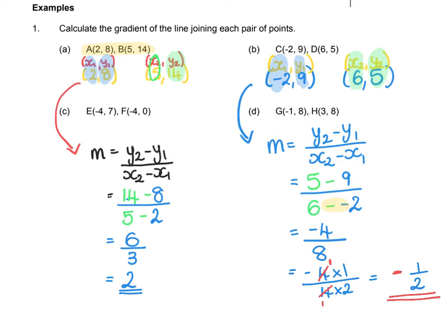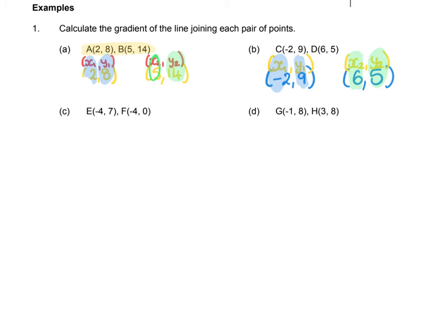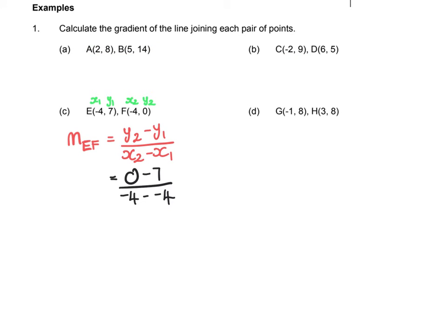Okay, pause the video and see if you can manage C and D. Be very careful with your negatives. Okay, I'm going to write out the answer for C now. We need to be careful for this one because on the bottom you're taking away a negative number. So on the top we're going to have 0 take away 7, and on the bottom -4 plus 4 makes 0. I spy a trick question. We can't divide by 0. The gradient is undefined. We have a vertical line.